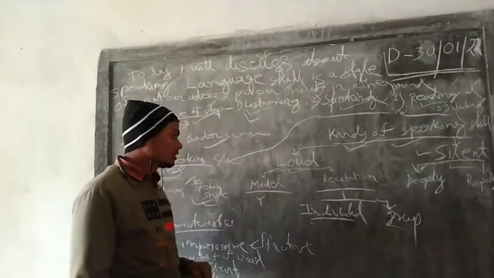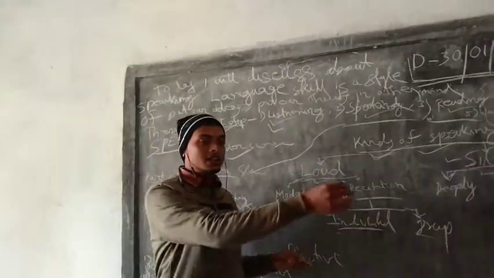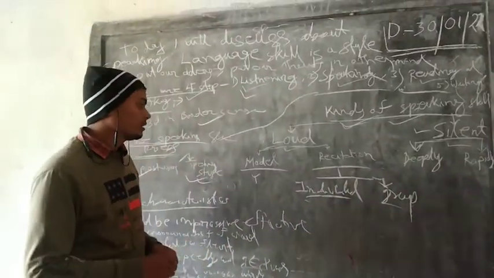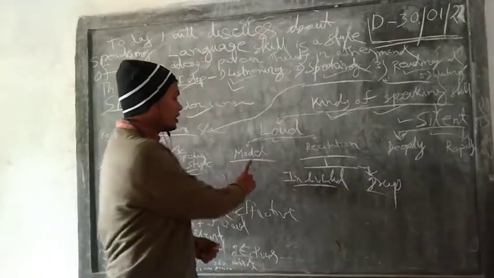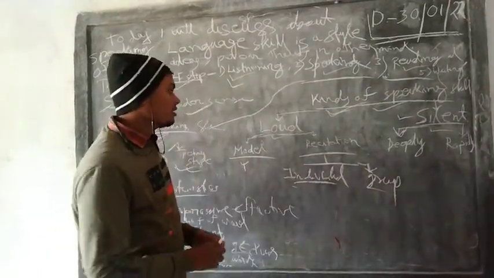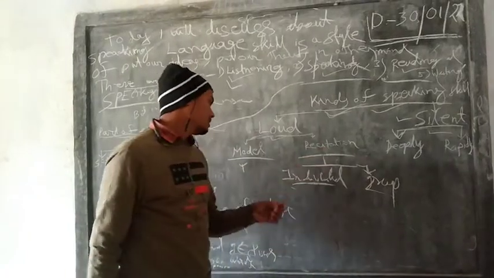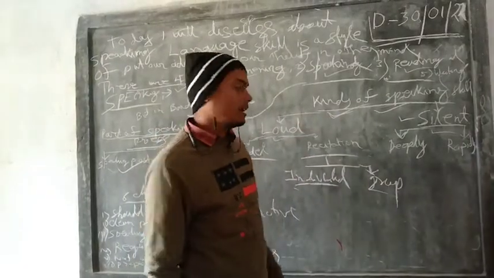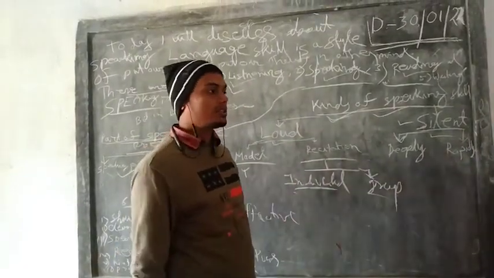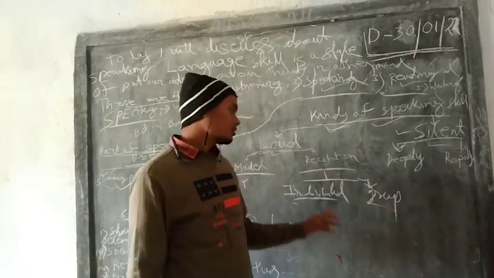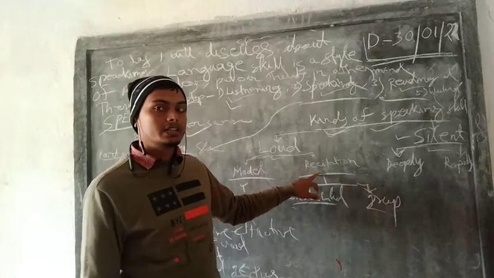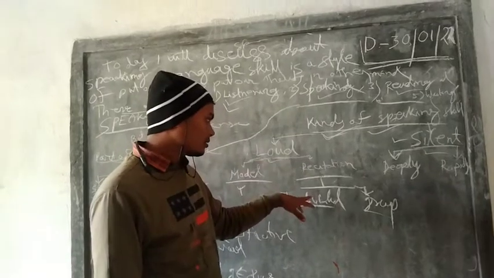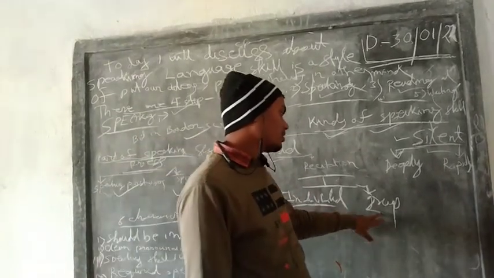What is model? When a teacher enters the classroom and says something, tells something, it is called model. Okay. And second one is recitation. Recitation is when the teacher enters the classroom and tells some stories, some paragraphs. That is called recitation. There are two recitation processes. First one is individual and second one is group.